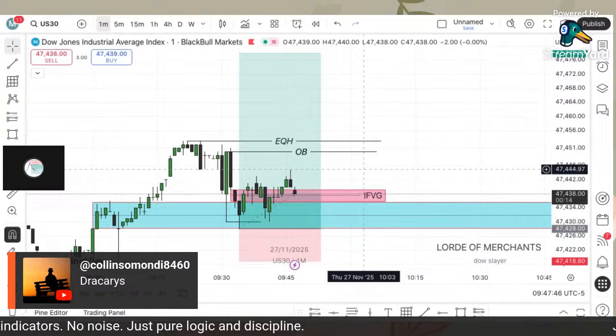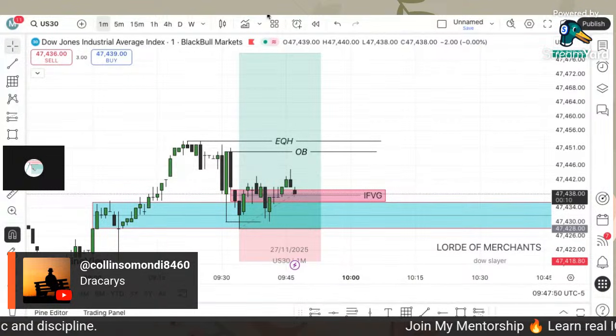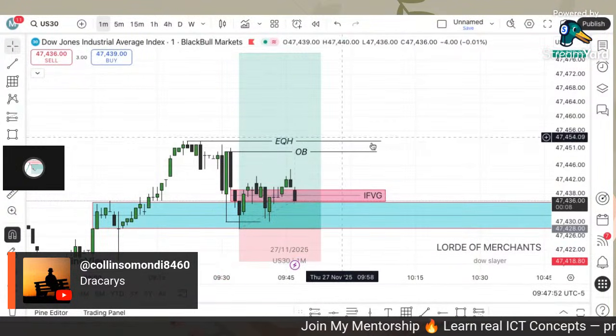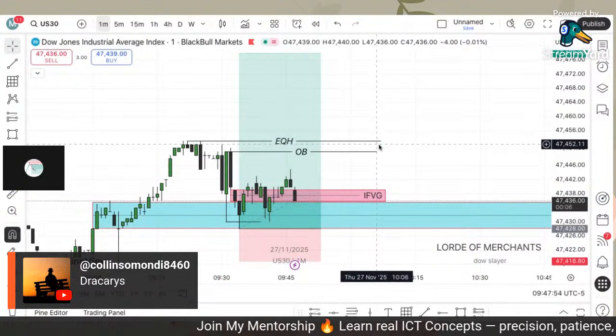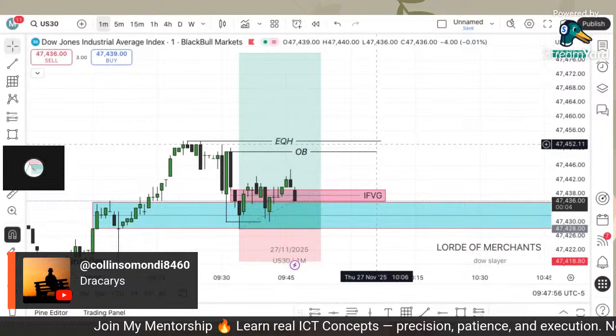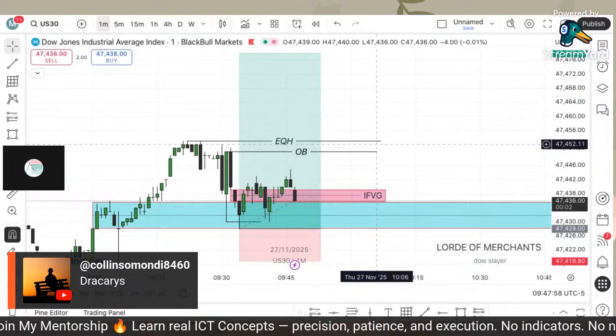But my bias was bullish, but today is a bank holiday. But I also have some liquidities up here, so that is giving me a bit of some hope to see if price will come back there. Just waiting to see.